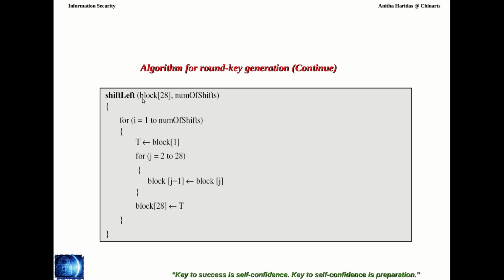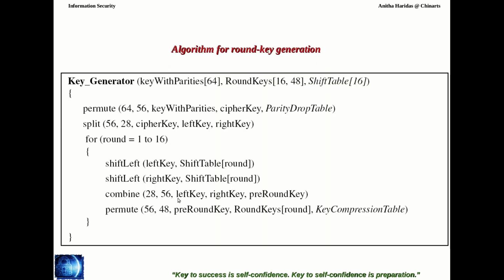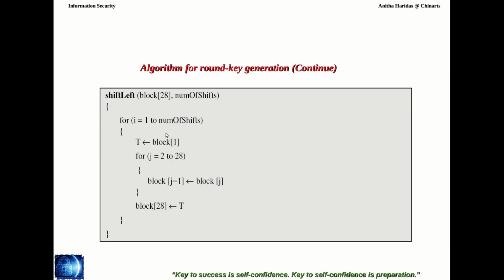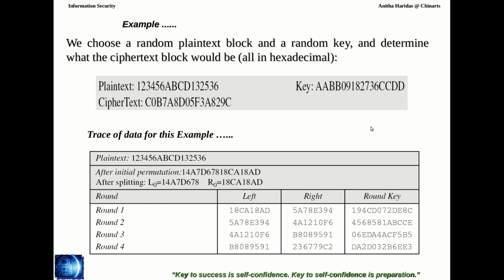Here the bits to be shifted are represented as 28 bits in the variable block, along with how many shifts are to be done. So this is shift left. All the other operations we have already discussed, how the permutation, combination, everything can be done using the tables. So this is a very good example that shows how the Data Encryption Standard performs the encipherment process.